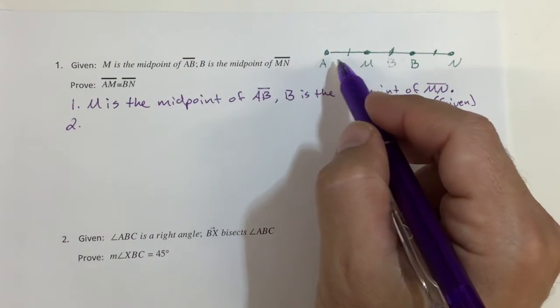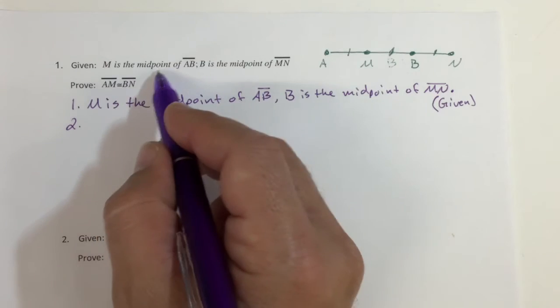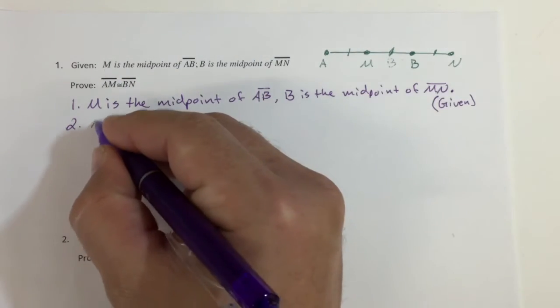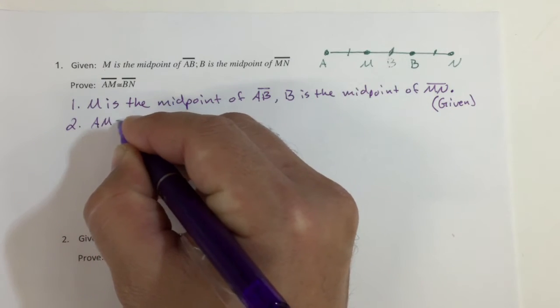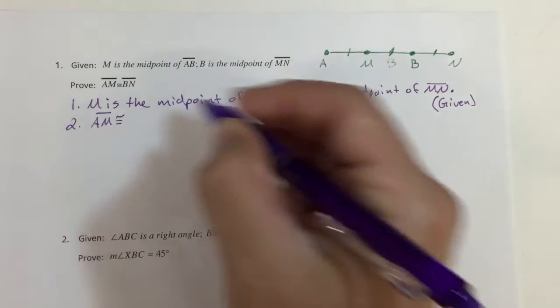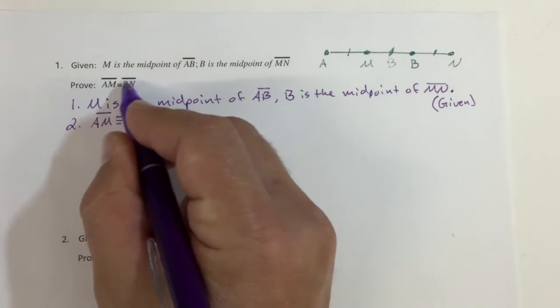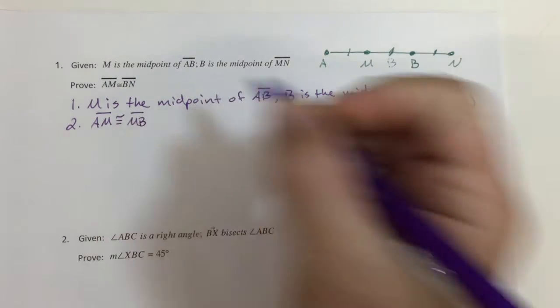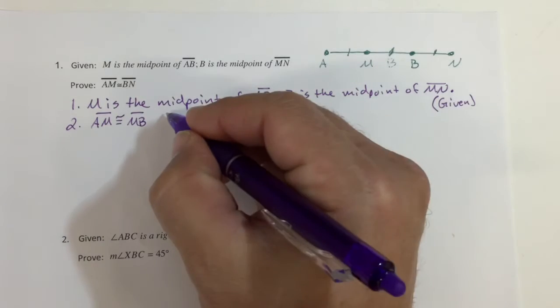So what we're going to do is we're first going to explain the meaning of the word midpoint for this midpoint M. And that means that segment AM, that part, is congruent, notice I'm using congruent because my proof is congruent, not equals, to MB by definition of a midpoint. That's what midpoint means, so that's my reason.